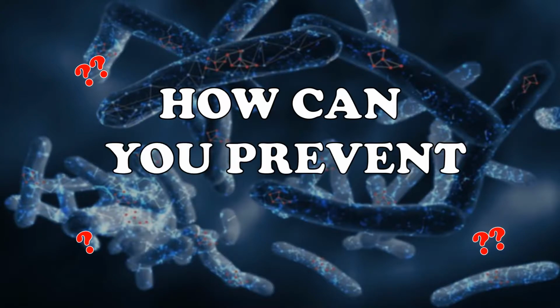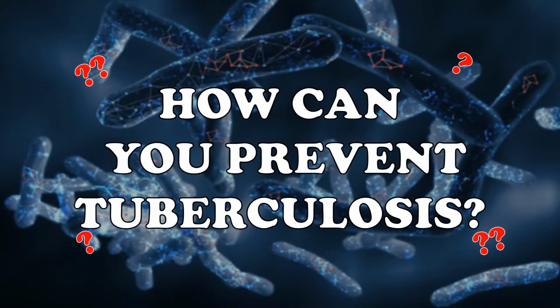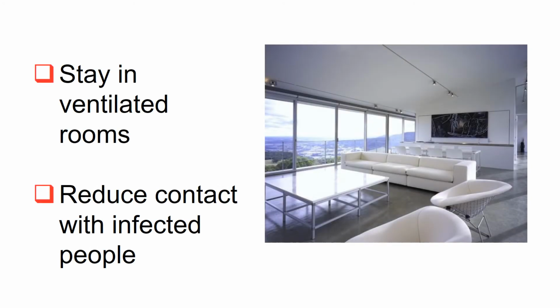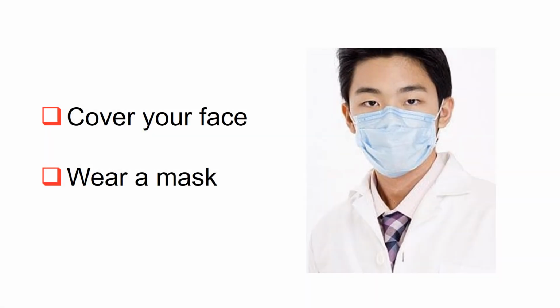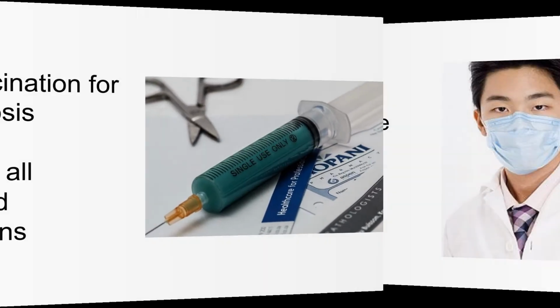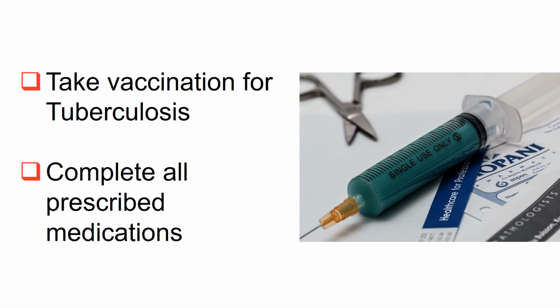Let's take a look at how we can prevent tuberculosis. One of the ways of preventing tuberculosis is by staying in ventilated rooms. Another is by reducing contact with infected people. Also, covering your face, or better yet, wearing a mask that covers your nose and mouth will help reduce your exposure to the air. Taking vaccinations for tuberculosis, especially when traveling, and completing all prescribed medications can help you gain higher immunity and achieve full recovery.